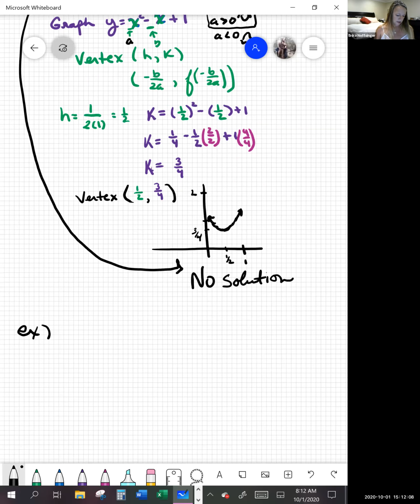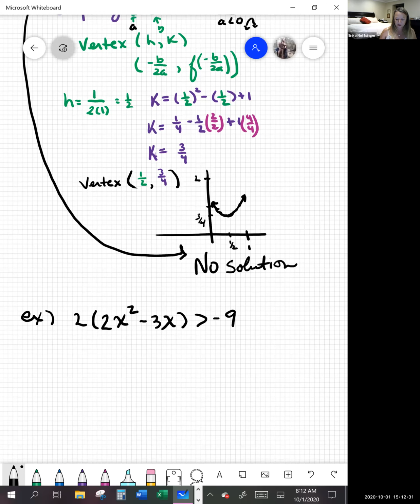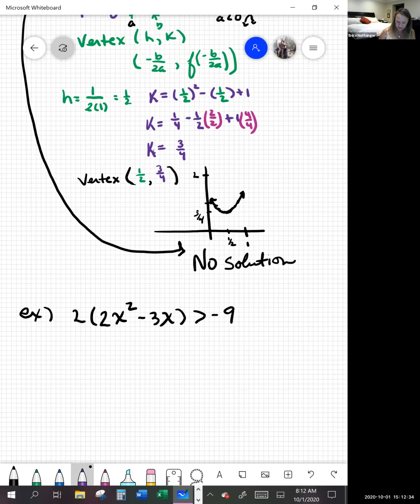Let's look at one more. So 2 times the quantity 2x squared minus 3x is greater than negative 9. This is not in the form that I know how to graph. Remember, we have to get it in the form of ax squared plus bx plus c. So I have to get everything to one side of this inequality and then either put it into vertex form so I can tell what the vertex is, or use the vertex formula. So distributing my 2, we get 4x squared minus 6x.